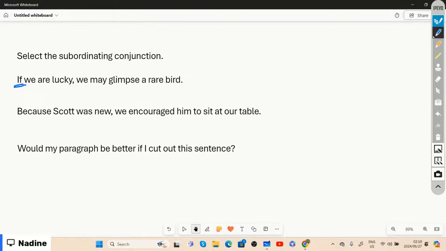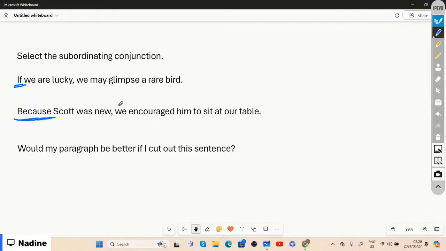All right, and if we were to identify our subordinating conjunction within that sentence, we would say it is because. So because Scott was new, we encouraged him to sit at our table. Right? So because is our subordinating conjunction within that sentence.